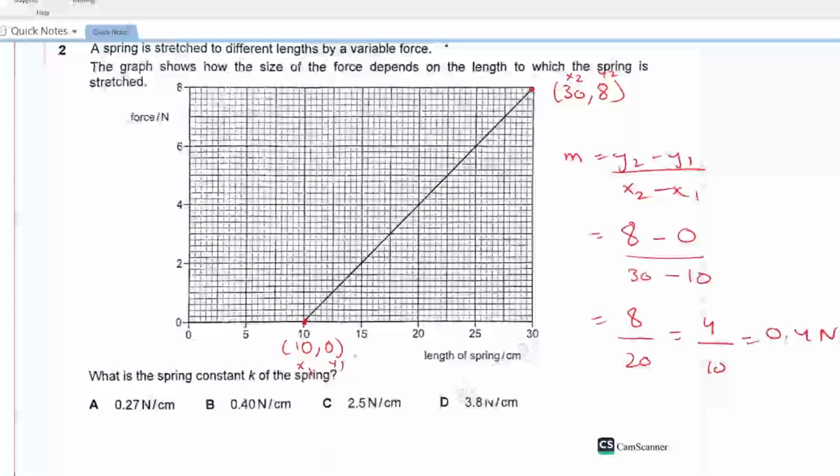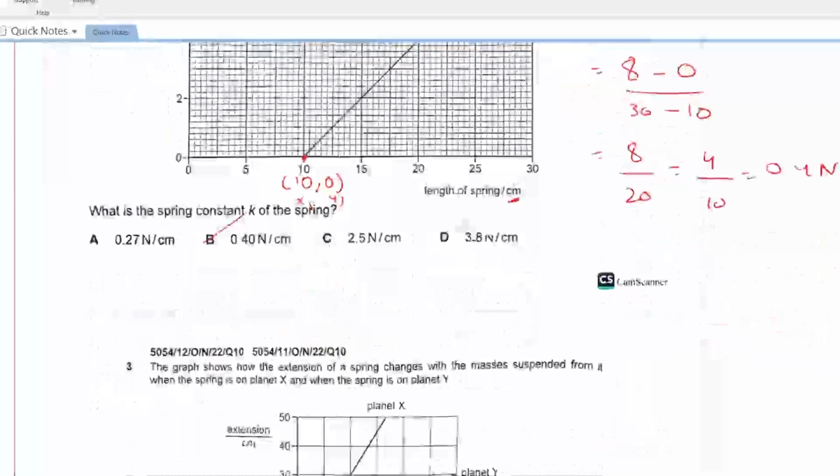Sir, how did you get the units? Can you see on the y-axis we have Newton, on the x-axis we have centimeters. So the unit will become Newton per centimeter. B is your answer. Let's further move ahead.